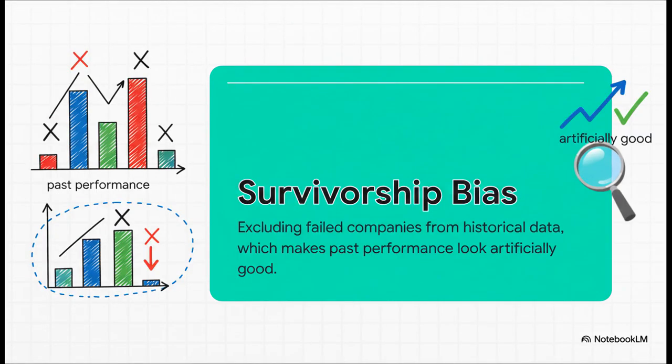And here is one of the biggest data traps out there, survivorship bias. See, if your historical stock data only includes companies that are still around today, your results are going to look way too good. It's kind of like trying to judge the health of an entire population by only studying the people who lived past 90. You're completely missing all the failures, which makes the past look incredibly easy to beat.